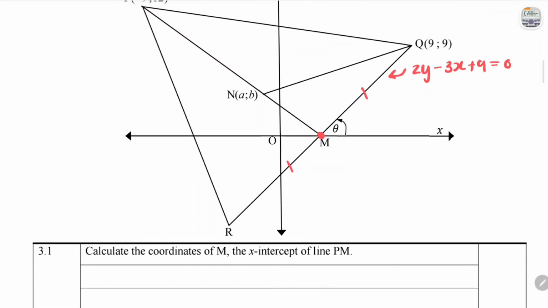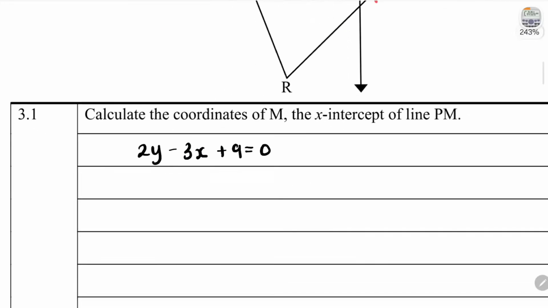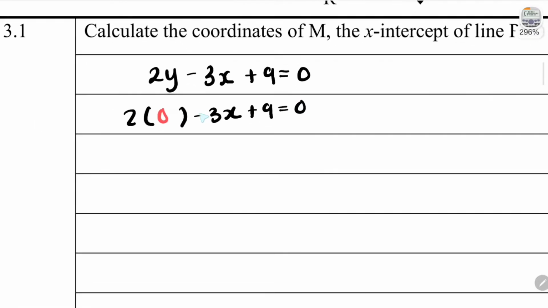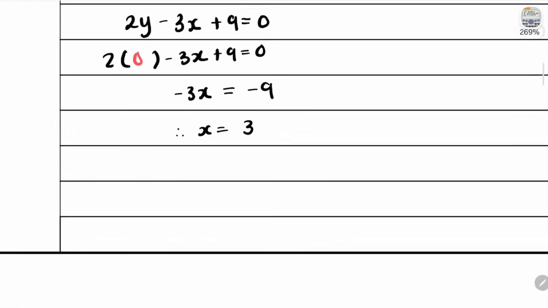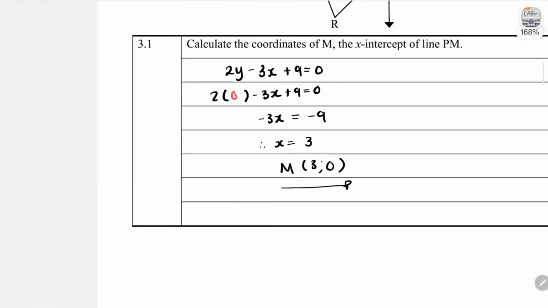We're going to take the equation 2y minus 3x plus 9 equals 0, and in place of y, we'll substitute 0. So this is 2 times 0 minus 3x plus 9 is equal to 0. That just becomes 0, and this is negative 3x. We can transpose the positive 9, so now we have negative 9. If you divide both sides by negative 3, x is finally equal to positive 3. So the coordinates of M are (3, 0), and that is our answer.